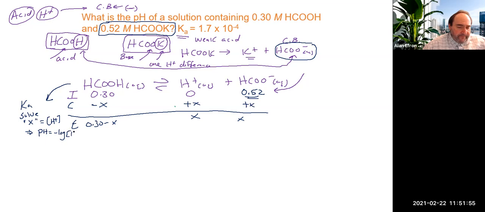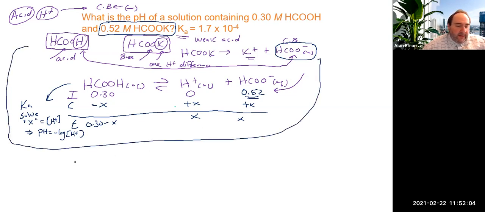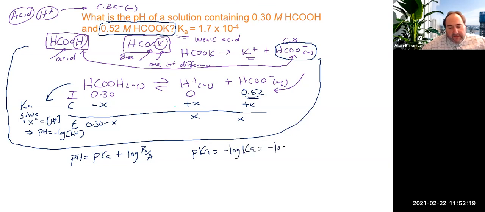Now, if you recognize that this is really a common ion problem or a buffer problem, you could pretty much skip all of this and go right into the Henderson-Hasselbalch equation, where the pH is equal to the pKa plus the log of the base over the acid. Our pKa value here is minus the log of the Ka, which was given to us. So that's going to be minus the log of 1.7 times 10 to the minus 4. And it looks like maybe 3.77 on that, I think.